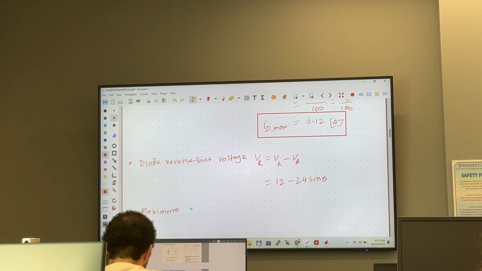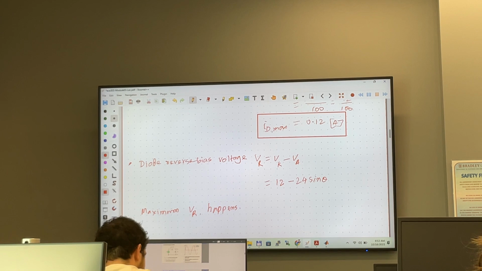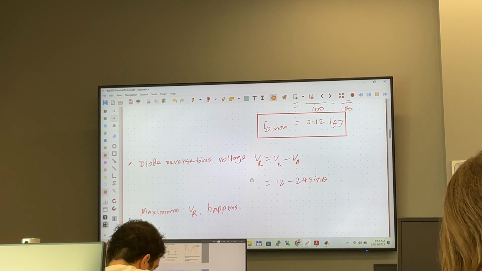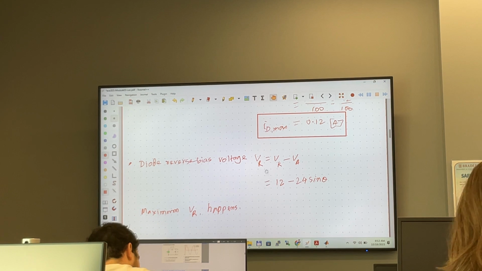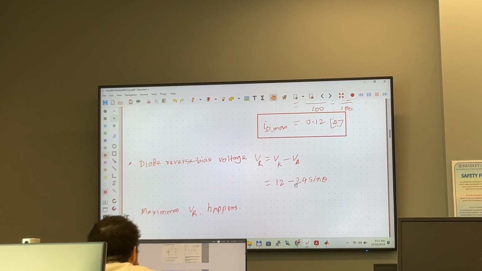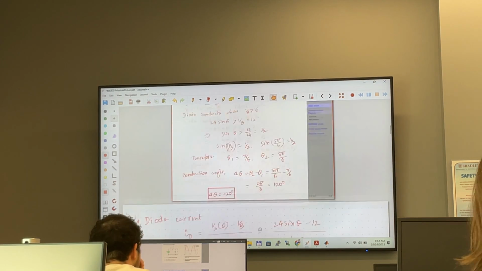Maximum here happens. Okay, when here is going to be maximum, right? 12 minus 24 sin theta. And 24 sin theta, when this guy is minimum, right? When this guy is minimum, when?